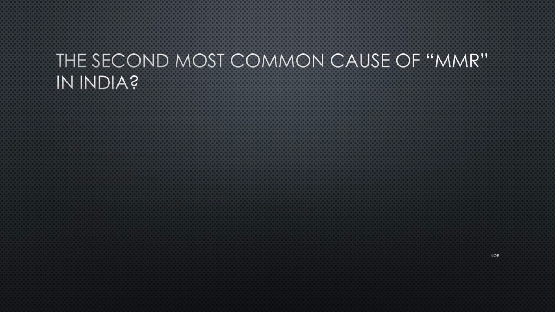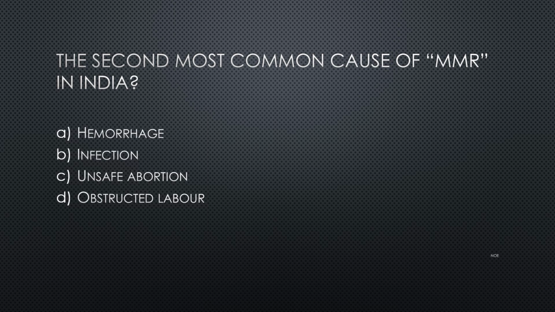The second most common cause of MMR in India. Option A. Hemorrhage. Option B. Infection. Option C. Unsafe abortion. Option D. Obstructed labor. And the answer is infection.